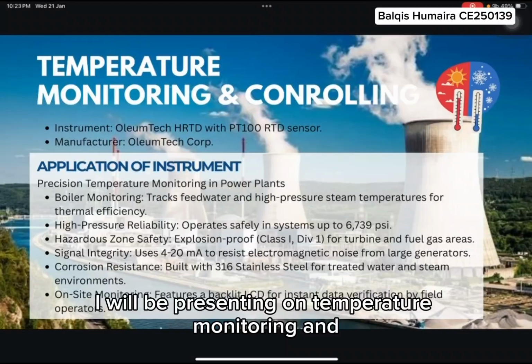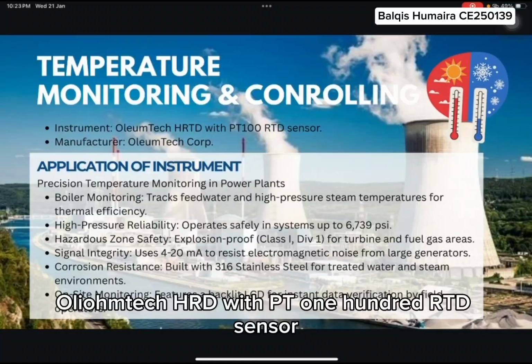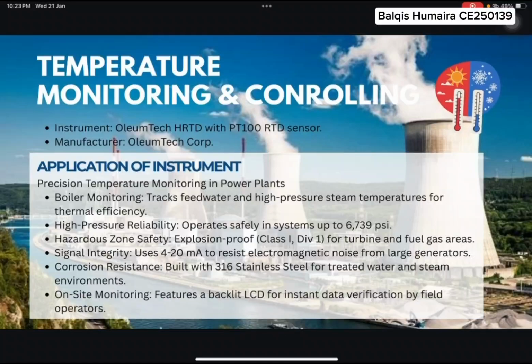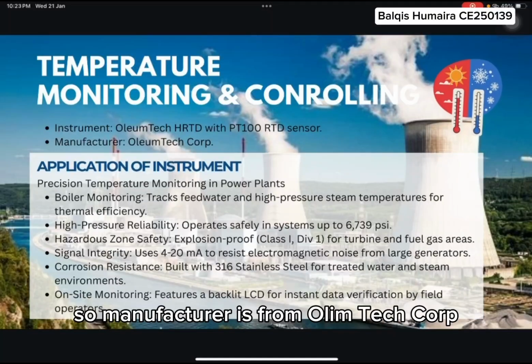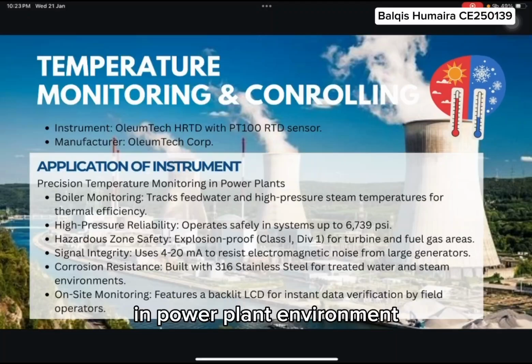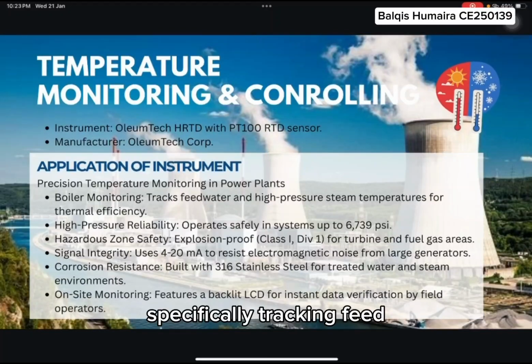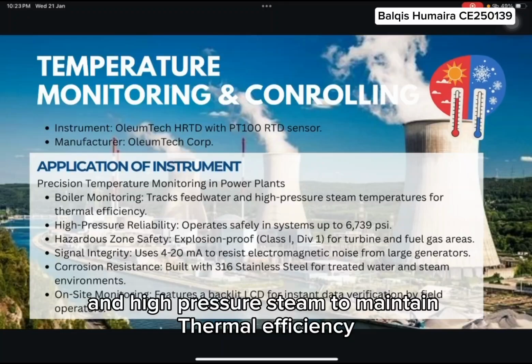Assalamualaikum. So next I will be presenting on temperature monitoring and control for the instrument Omega Tech HRTD with PT100 RTD sensor. The manufacturer is Omega Tech Corp. Application of the instrument in power plant environment. This instrument is critical for boiler monitoring, specifically tracking feed water and high pressure steam to maintain thermal efficiency.